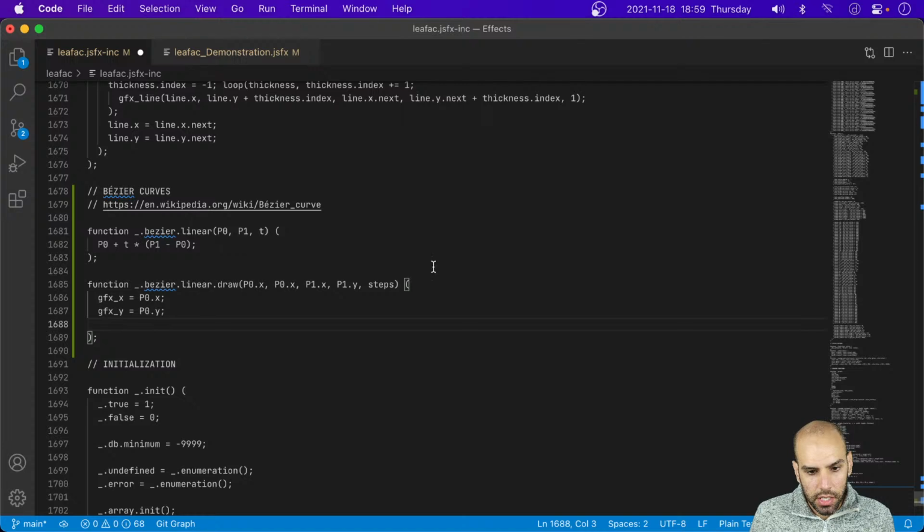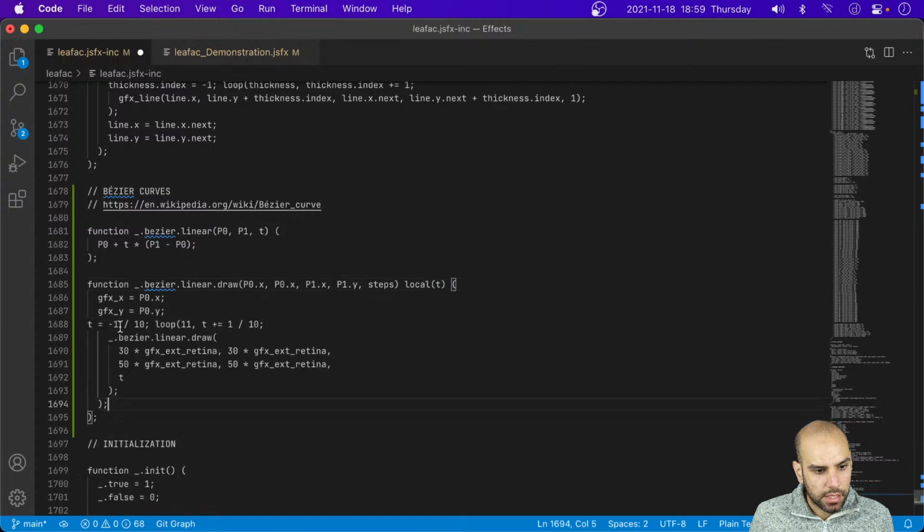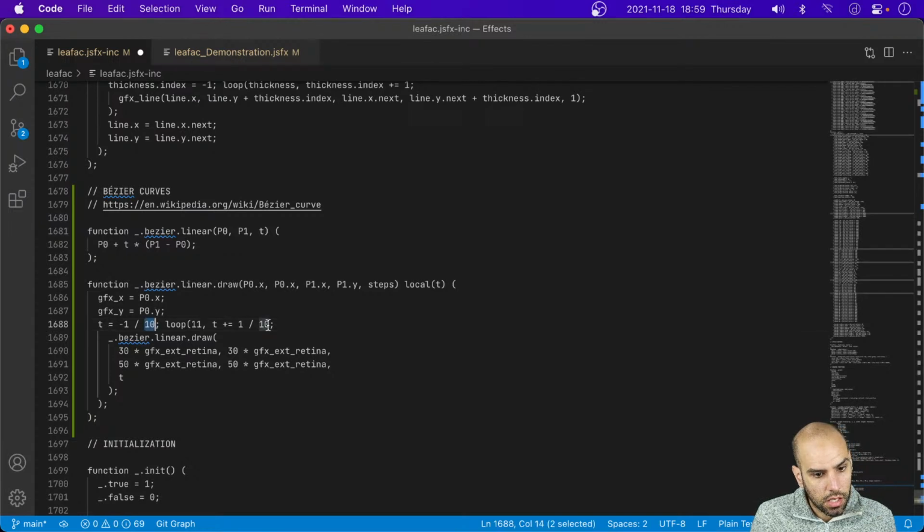Right, so I will need a local variable called t. And I believe I am going to do something that amounts to this, except that I am not going to do this with 10. I'm going to do this with steps.